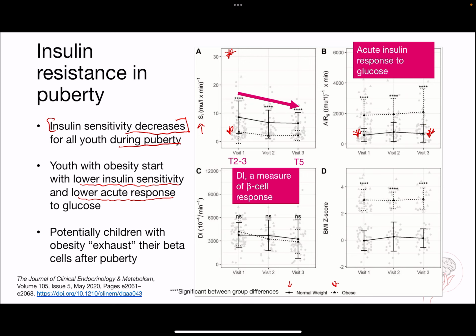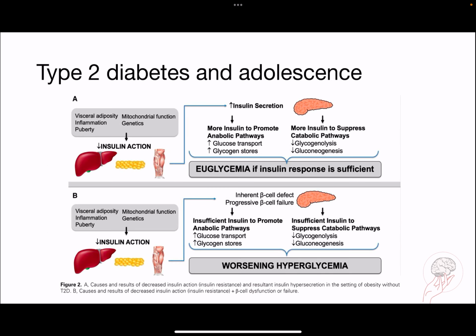And what this suggests is that children with obesity are starting at a lower insulin sensitivity and may actually be exhausting their beta cells after puberty. And we'll get into type 2 diabetes and adolescence in the next video.